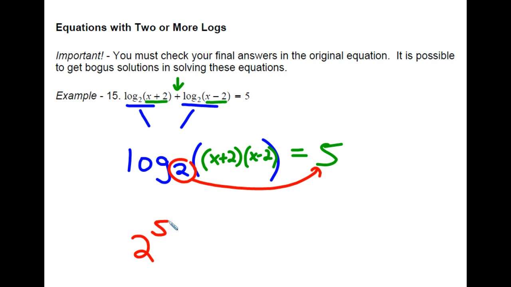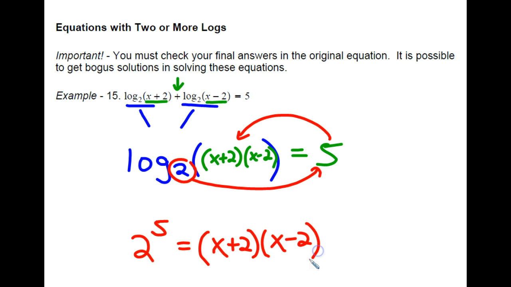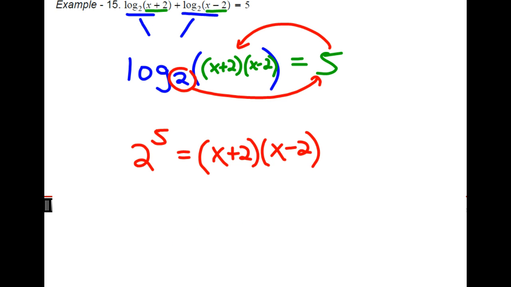So we're going to get 2 to the 5th power equals what's inside the logarithm, which in this case will be x plus 2 times x minus 2. All right, so what are we going to do here? We're going to simplify. We will first need to do the exponent. 2 to the 5th power is 32.